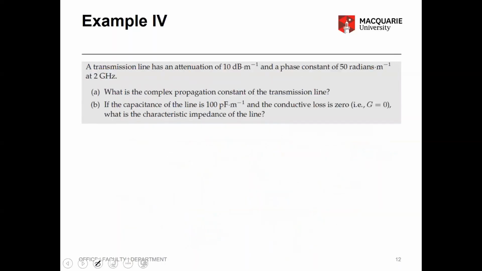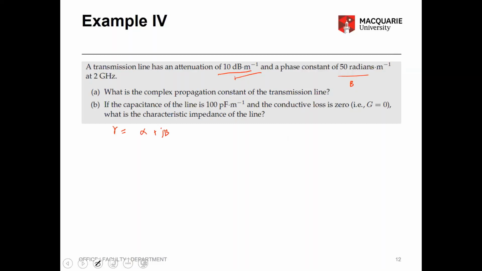So let's go to the next example. A transmission line has an attenuation of 10 dB per meter and a phase constant of 50 radians per meter at 2 gigahertz. What is the complex propagation constant of the transmission line? So that's asking about gamma. So it is alpha plus j beta. Beta is already given. The alpha is not given because this is in dB per meter.